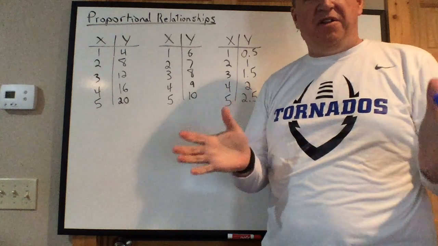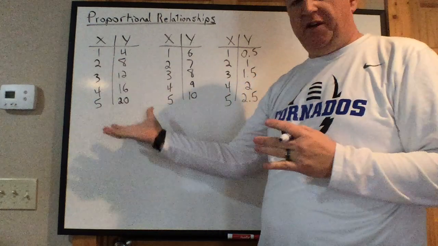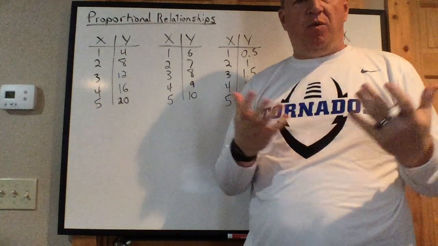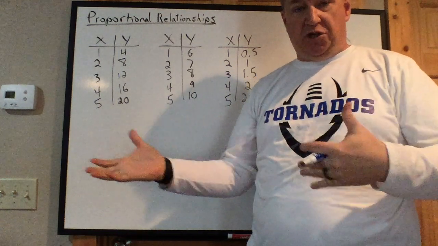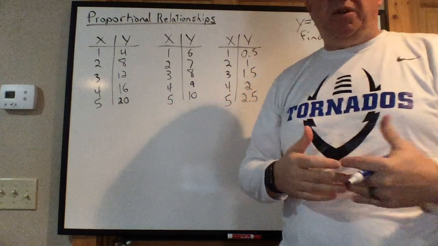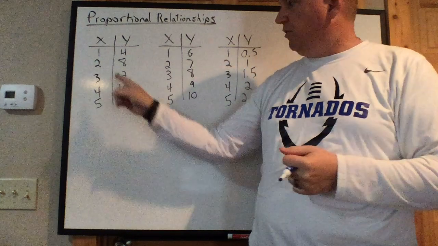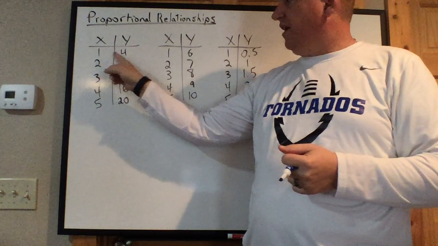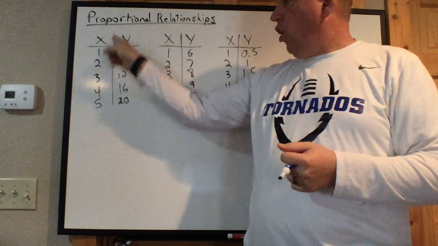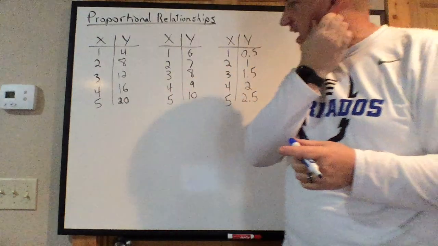Hey there. Now in this video, we're going to talk about proportional relationships. We're going to look at a set of data and determine whether or not the relationship is a proportional relationship. And in doing so, we have to determine whether or not there is a number that we can multiply the x by to get to the y number, all the way through the data set. So let's look at our first set.